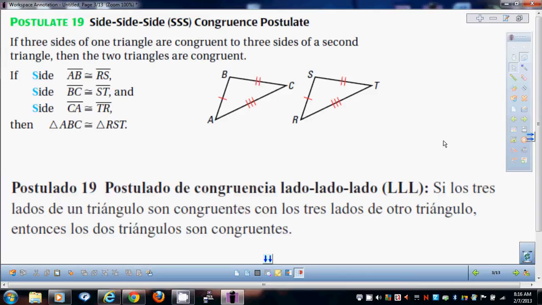Now the beauty of this postulate, if there's no angles, you won't ever have to worry about alternate interior or vertical or linear pairs. You're not going to worry about any of that angle stuff to use this postulate. This one will be very straightforward. You'll either have the sides or you won't.